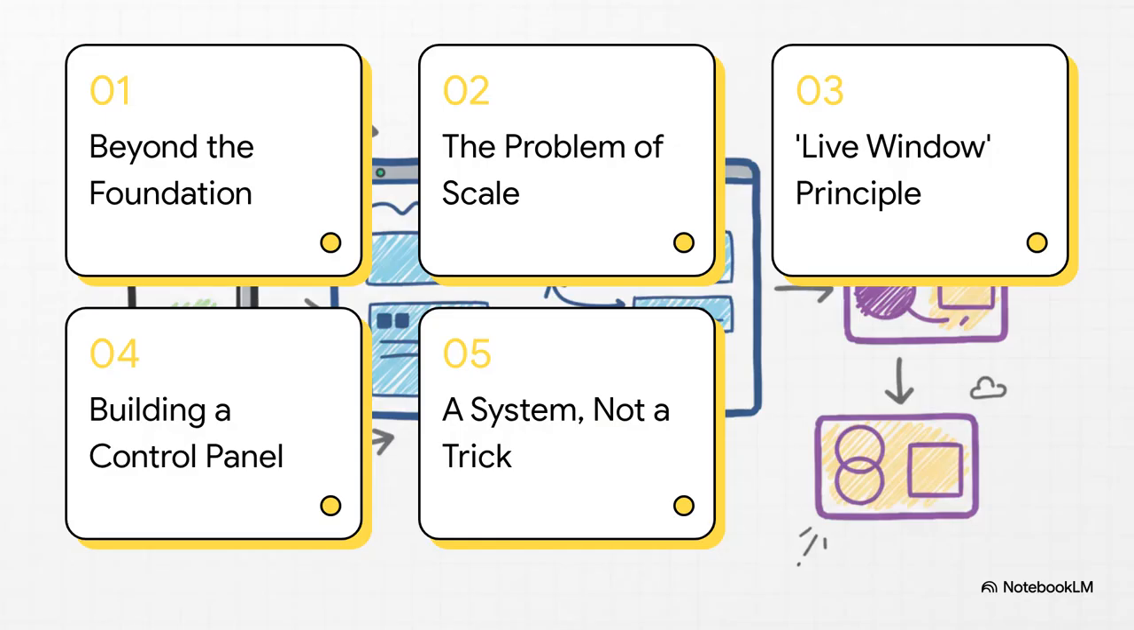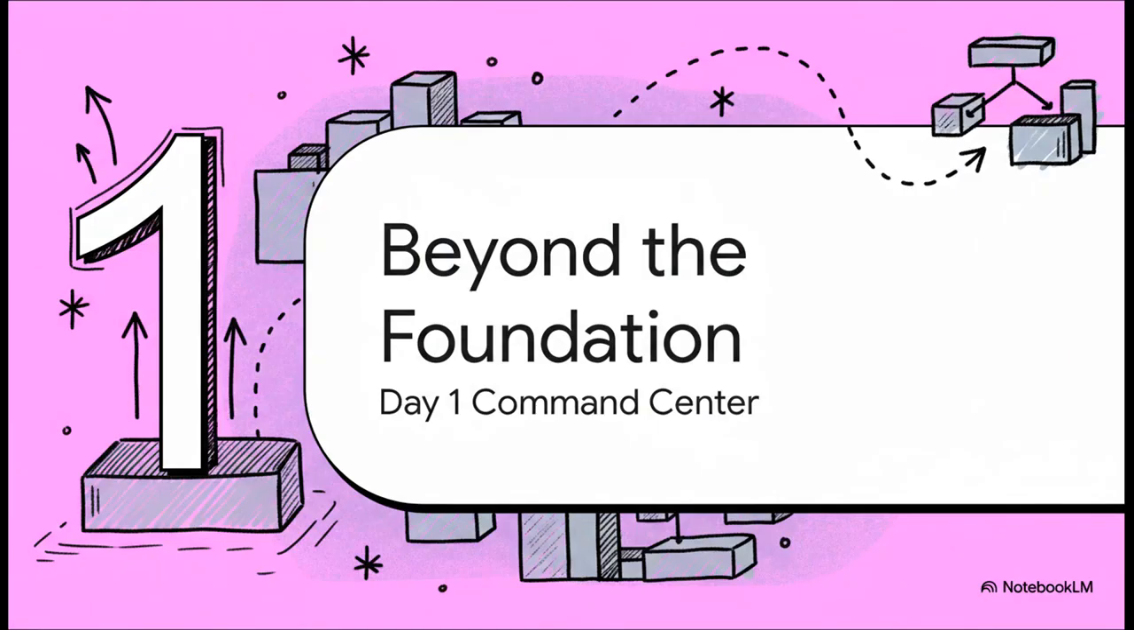So here's what we've got on deck. We'll start by quickly looking back at that foundation. Then we'll tackle a problem that every single growing workspace runs into, the problem of scale. From there, we'll get into the core principle that solves it, what I like to call the live window principle. And then, of course, we'll put it all into practice and build our control panel. We'll wrap up by looking at this whole thing not as just some cool trick, but as a real system discipline.